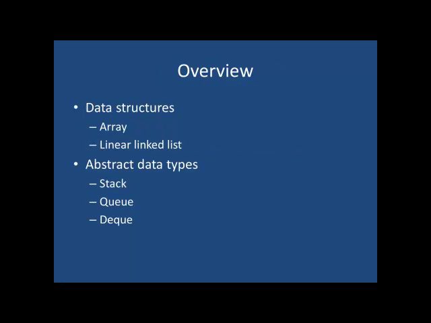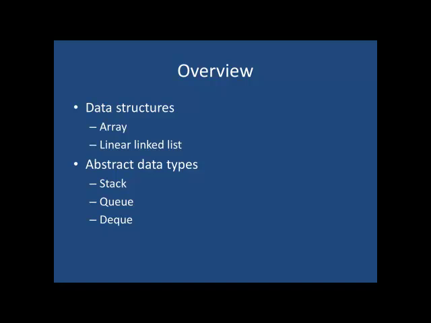In this tutorial, we explore two data structures, the array and the linked list. Then we learn about the abstract data types stack, queue, and DAG. Strictly speaking, the stack, queue, and DAG are abstract data types, but they are also often called data structures. The stack, queue, and DAG can be implemented using a linked list or an array.